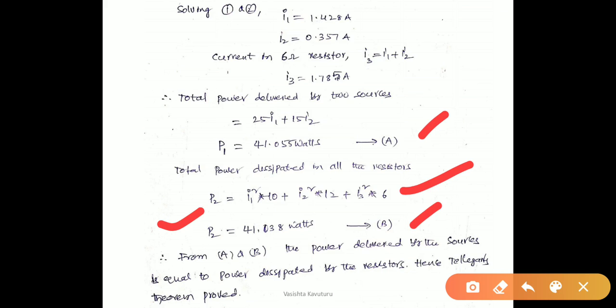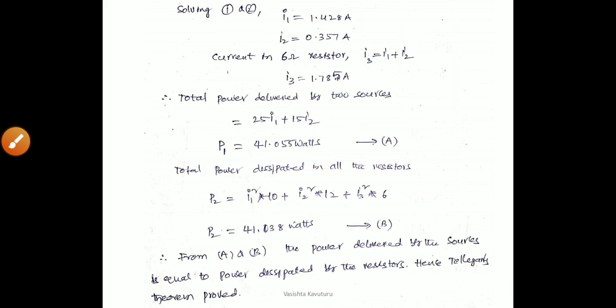If you observe the power equations A and B, the power delivered by all the sources in the given network is equal to the power dissipated in all the resistors. Hence Tellegen's theorem is proved.